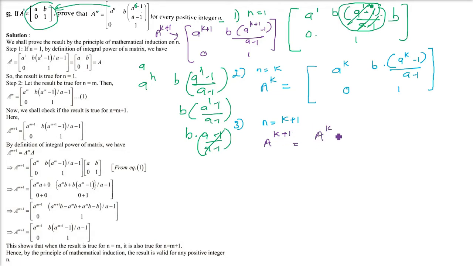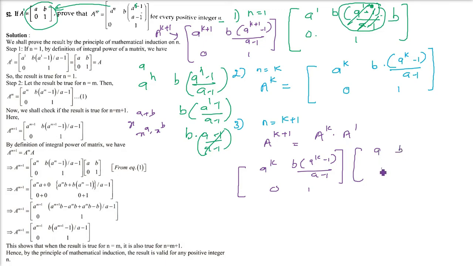We'll try to get what I have written in purple in the above part. So this is a to the power k into a. As I said, x to the power a plus b is nothing but x to the power a into x to the power b. So a raised k dot a raised 1. Let me write it here: [[a^k, b(a^k minus 1)/(a minus 1)],[0, 1]]. This has to be multiplied with [[a, b],[0, 1]]. This multiplication has to be done. So let us multiply it properly.